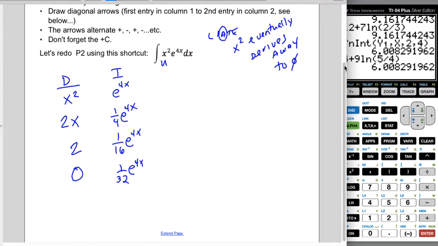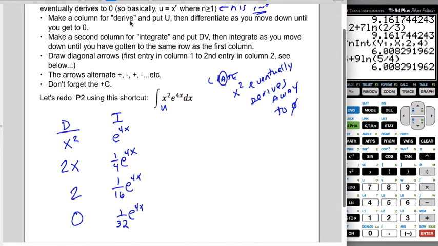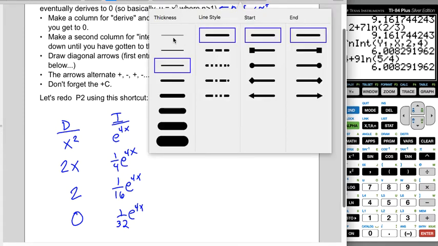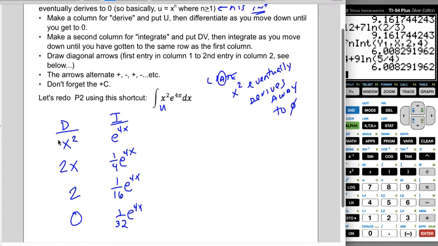Then what's going to happen? You can see that those are my two instructions. Make a first column for deriving, which I call D, and I derive all the u's. Make a column for integrating, which I call I, and I integrate. Once I've done that, I'm going to draw diagonal arrows. So let's just pick a color. I'm going to draw diagonal arrows like this.